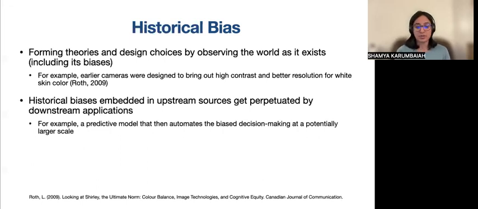And lastly, historical bias due to forming theories and design choices by observing the world as it exists, including its biases, could also be an upstream origin of bias. An example of this could be the earlier cameras that were designed to bring out high contrast for white skin color.